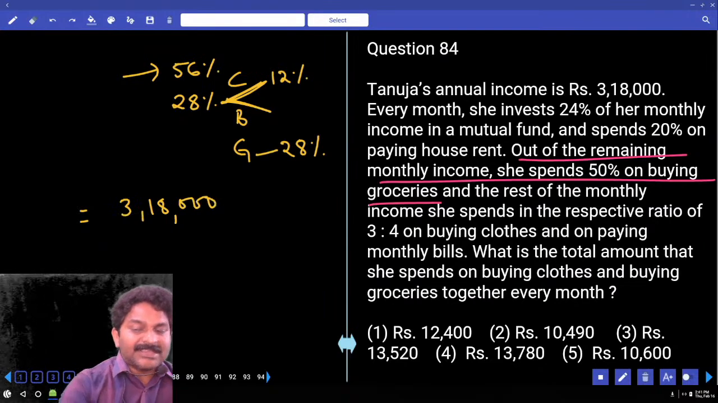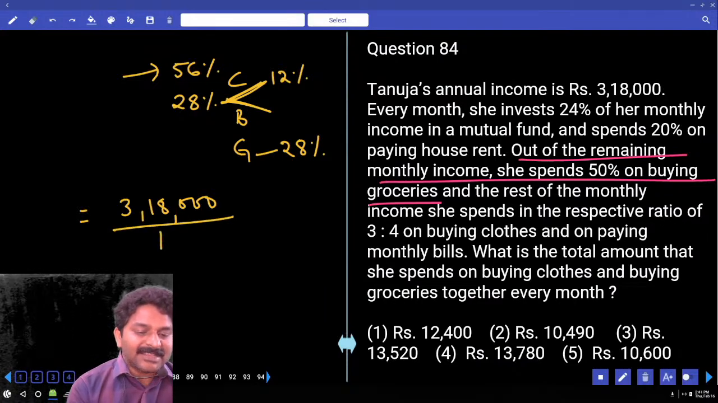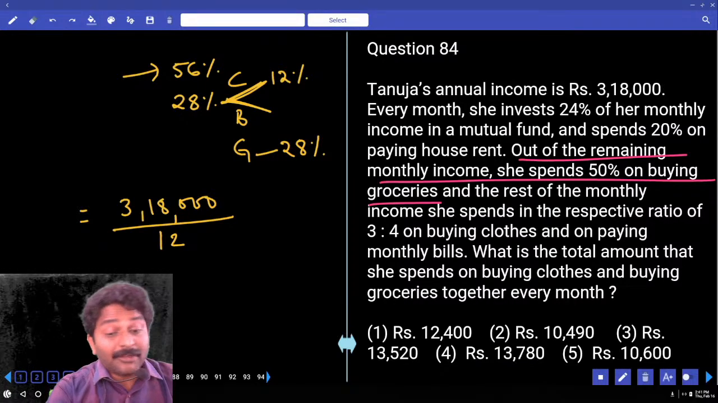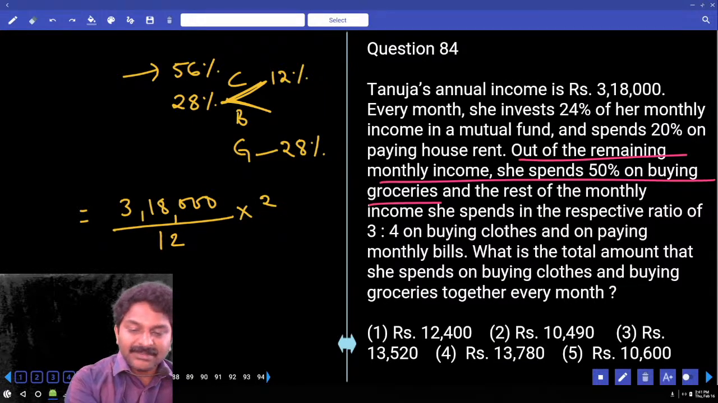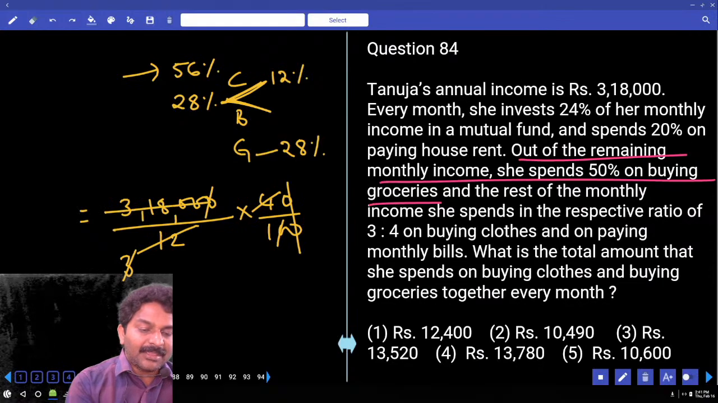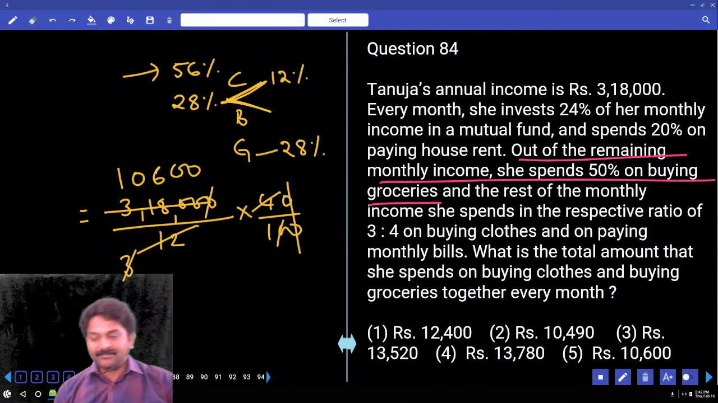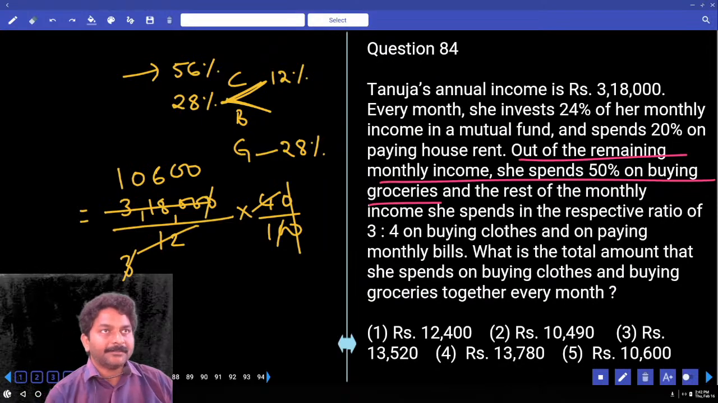3,18,000. This is annual salary. Which salary? Annual. Monthly salary in the sense divided by 12. Out of which we need to calculate 40%. Am I right? 40% in the sense, can I write it as 2 by 5? Otherwise, write it as 40 by 100. 0, 0, 0, 0 cancel. 4, 3 times. 3, 1, 0, 6, 00. Over.